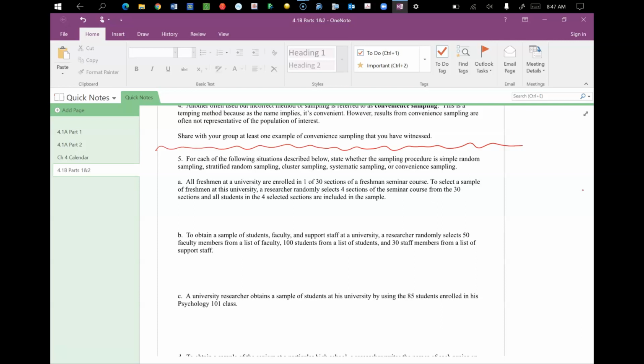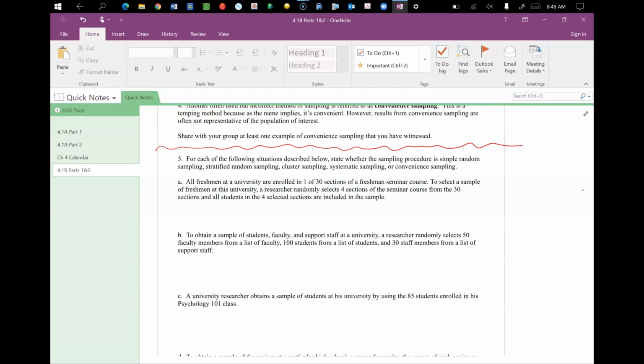However, if we are selecting 4 sections from the seminar course, then it's entire sections, and we would be taking a sample of size 400 if we assume there are 100 students in each section. That being said, not all groups of 400 have an equal chance of being selected. The only groups of 400 that have an equal chance of being selected consist of 4 entire sections. So this is not a simple random sample.